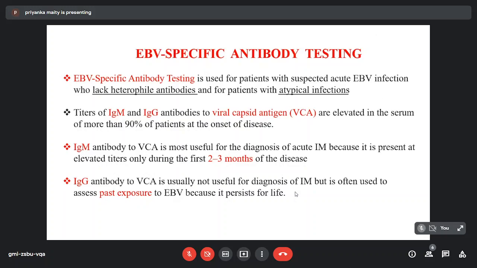EBV-specific antibody testing. EBV-specific antibody testing is used for patients with suspected acute EBV infection who lack heterophile antibodies and for patients with atypical infections. Titers of IgM and IgG antibodies to viral capsid antigen or VCA are elevated in the serum of more than 90% of patients at the onset of disease. IgM antibody to VCA is more useful for the diagnosis of acute IM because it is present at elevated titers only during the first 2 to 3 months of the disease. IgG antibody to VCA is usually not useful for diagnosis of IM but is often used to assess past exposure to EBV because it persists for life.